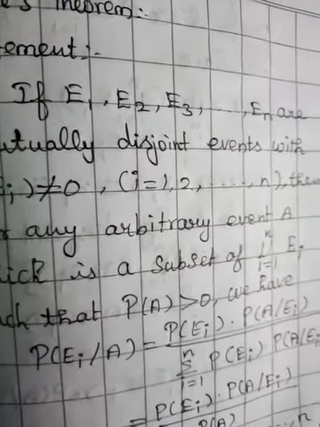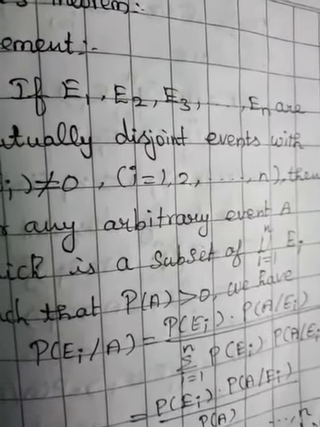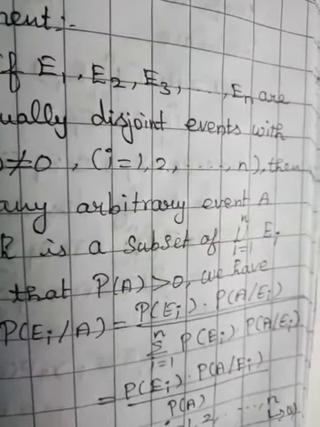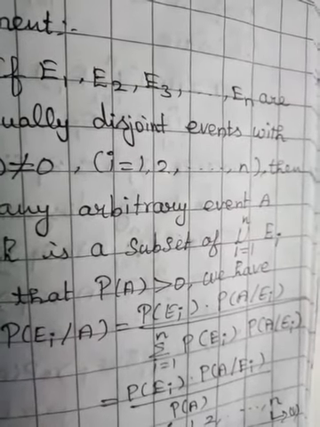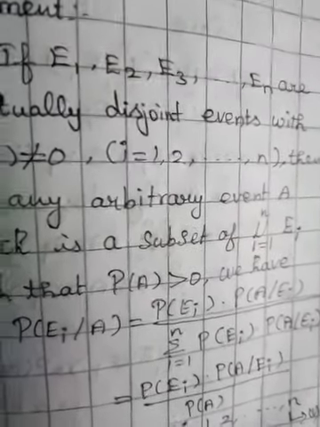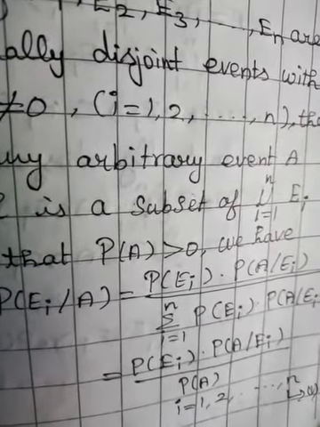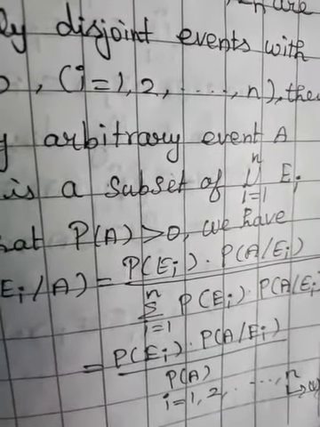equal to P of Ei into P of A divides Ei dividing by summation i varies from 1 to n P of Ei into P of A divides Ei, equal to P of Ei into P of A divides Ei dividing by P of A, i equal to 1 to n, equation number 1. Next, proof.